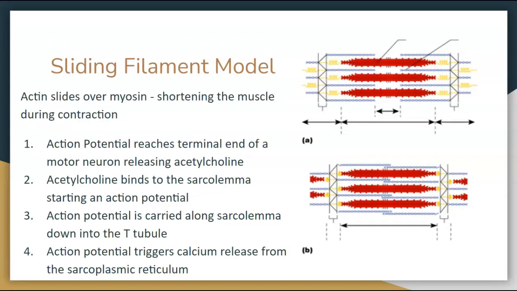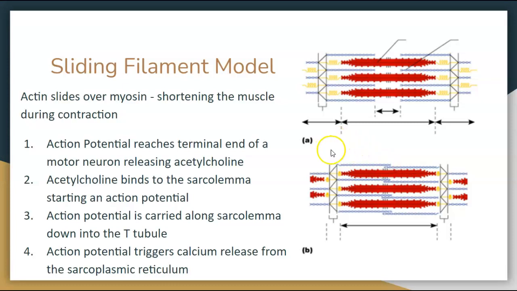Now, the sliding filament model, sliding filament theory, you're going to hear both. Actin slides over myosin. So again, actin is this lighter one, the blue in this picture. Myosin is the red. Actin is going to slide over the myosin. You can see it here. They're sliding over each other. And by doing that, the muscle is contracting.